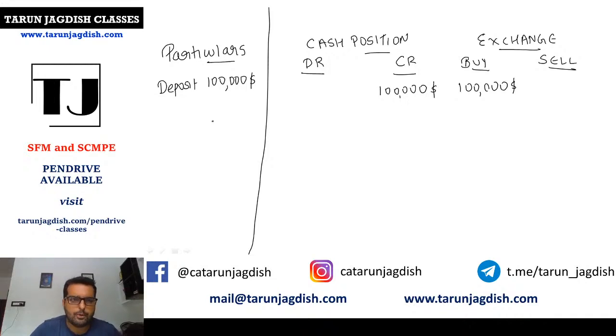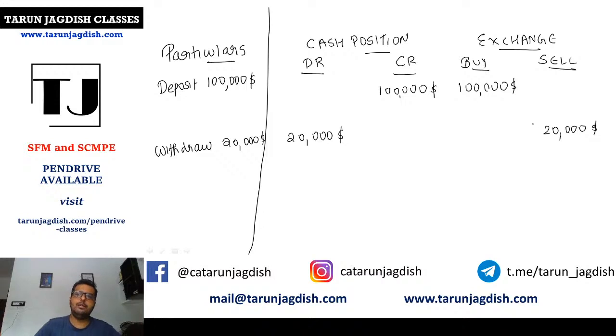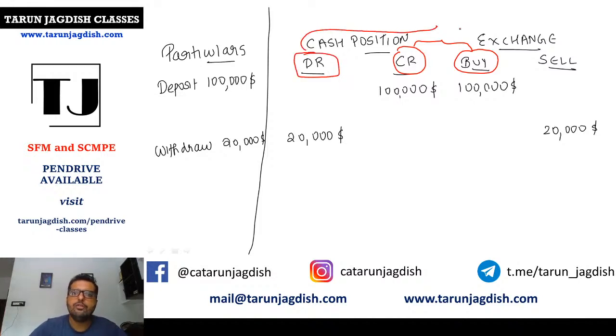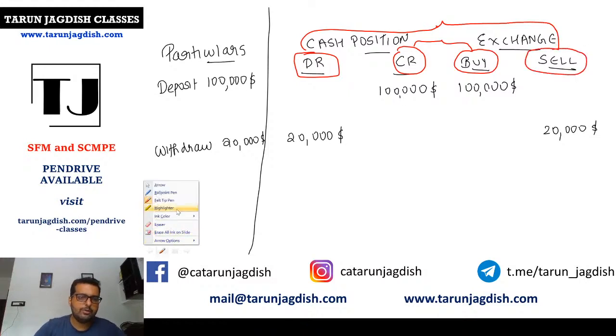Am I right? Suppose after this, the Indian bank is withdrawing $20,000. All right. Here, where will it come? It will come in debit. After withdrawing, what will the Indian bank do? Sell these dollars so that they can get rupee. So it will come as what position over here? It will come as a sell position. So friends, this is one very important thing that you need to understand. Credit transaction will always be linked with buy. And debit transaction will always be linked with what? Sell.